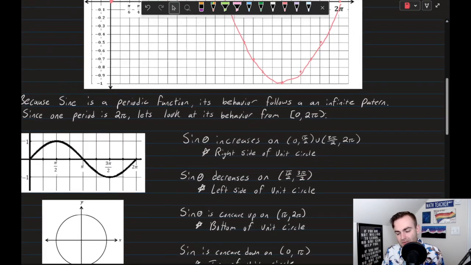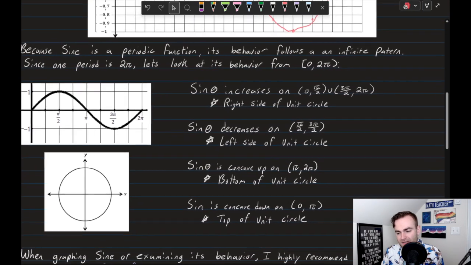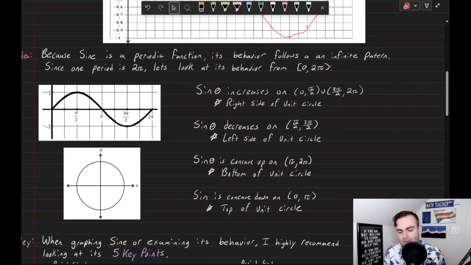So increases, decreases, concavity up, concavity down. We're going to end up with this behavior. So we have this beautiful S-shaped curve. And I do mean beautiful. I'm going to keep saying it. It's gorgeous.